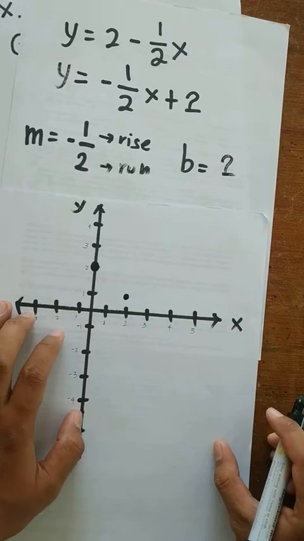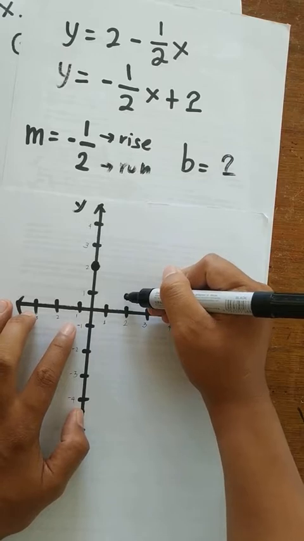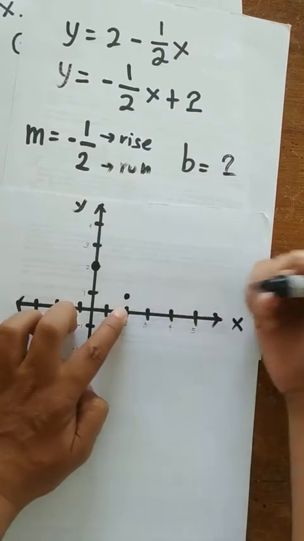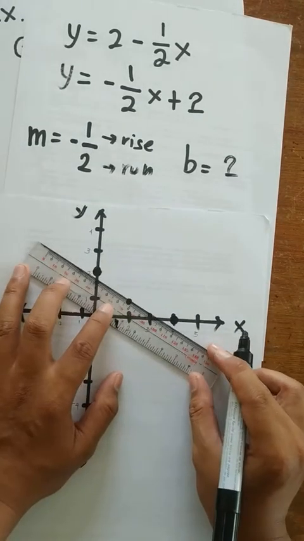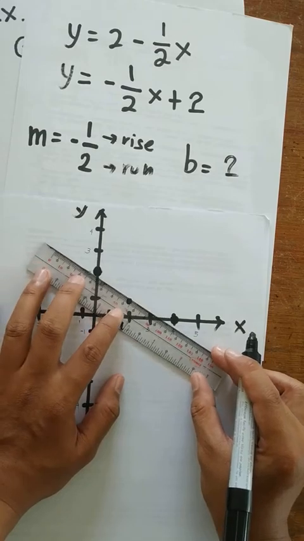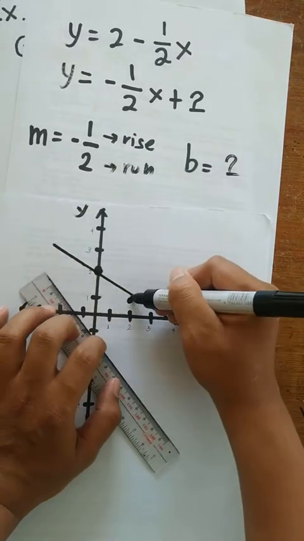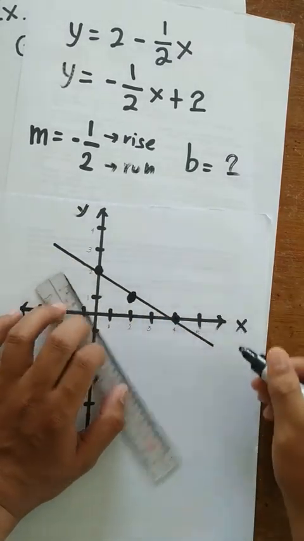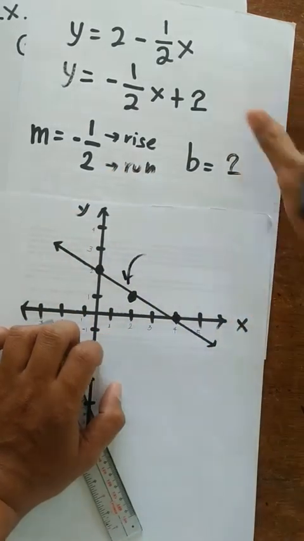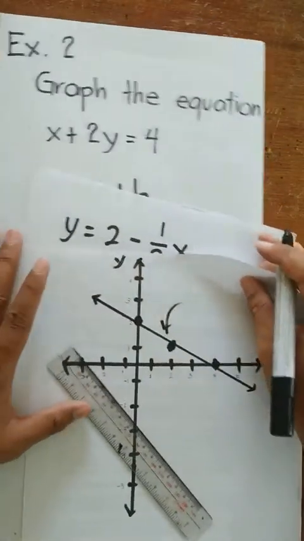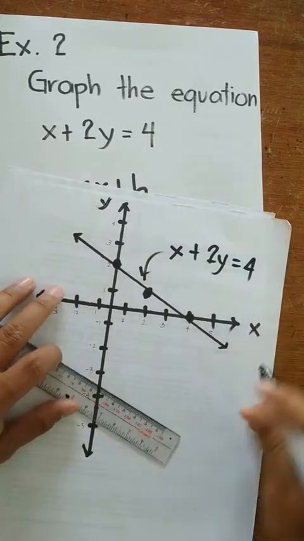So if you're still doubting with your 2 points, you can still continue that one. You are going to rise negative 1, and run 2 units. 1, 2. Okay, there you go. You can connect it with your straight edge. As you can see, our graph is not that accurate, so make sure you are using an accurate graph. You may use your graphing paper if you want to. And of course, I will name that graph according to its given, which would be x plus 2y equals 4.